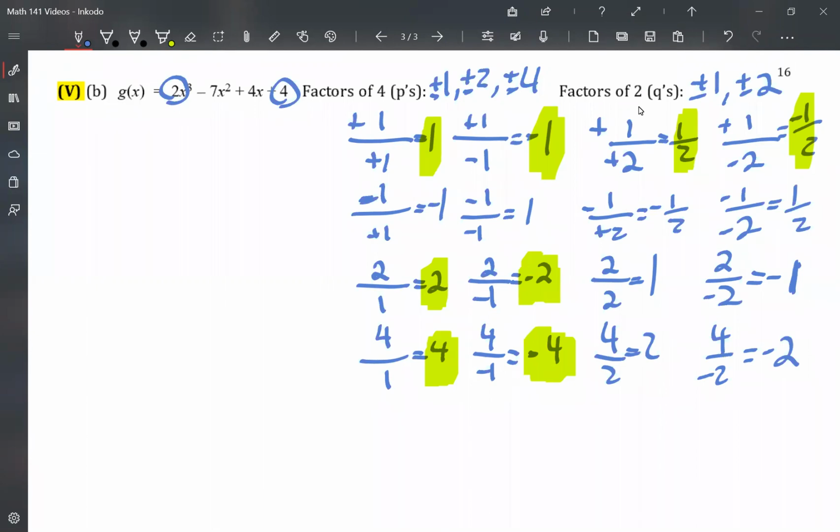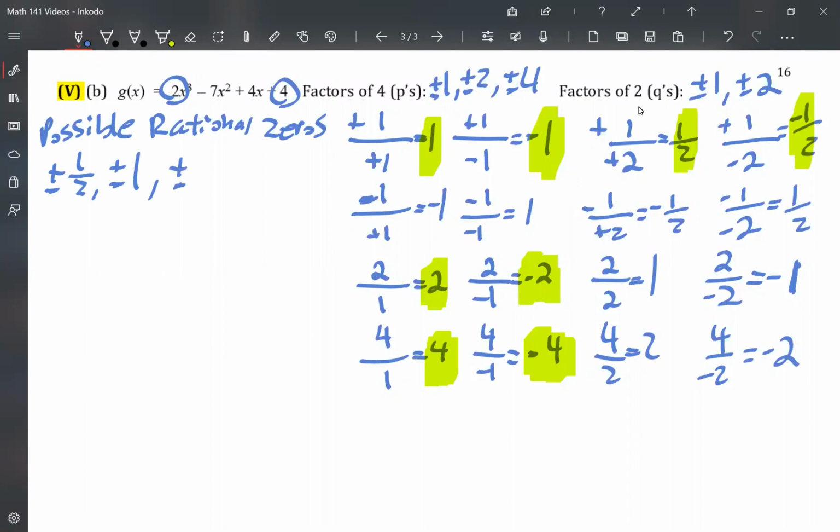So what do we get? We get a set of 8 unique values that we can group together in the positive and negatives as 4 choices there. So our possible rational zeros are positive and negative 1/2, positive and negative 1, positive and negative 2, and positive and negative 4. These are our possible rational zeros.